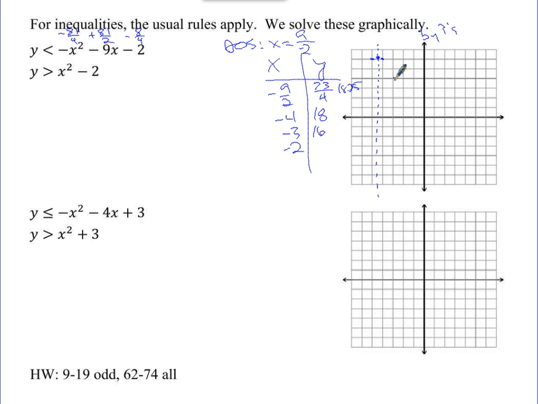3, 6, 9, 12, 15. So 16 is a third of the way up. Reflect it across. Negative 2 squared is 4, but make it negative, so negative 4. Negative 2 times negative 9 is positive 18, leaving me with what? 14 minus 2 is 12. So 2, 3, 6, 9, 12. Right there, reflected across. 1, 2 and a half, 1, 2 and a half.